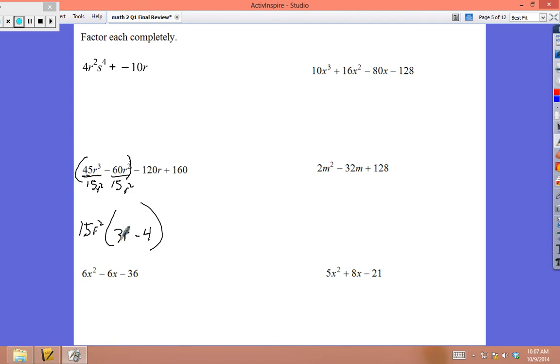And you know you took the greatest because these got nothing in common. If I would have divided them both by 5, it would be 5r squared times 9r minus 12. And because 9 and 12 both have a 3, you can divide them both by 3. So I knew that 5 times 3 is 15. So 5 is not the biggest, but 15 is the biggest. If you factor them and they still got something in common, you chose the wrong number. You need to choose a bigger number.